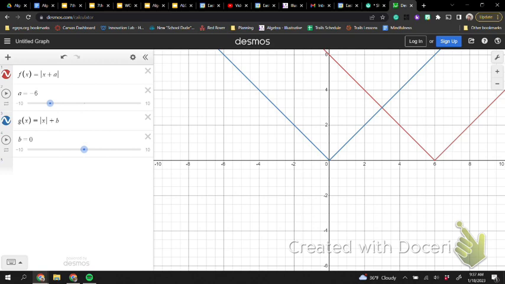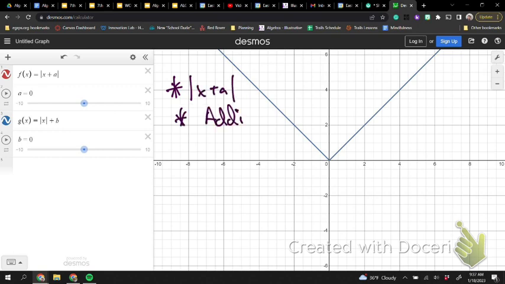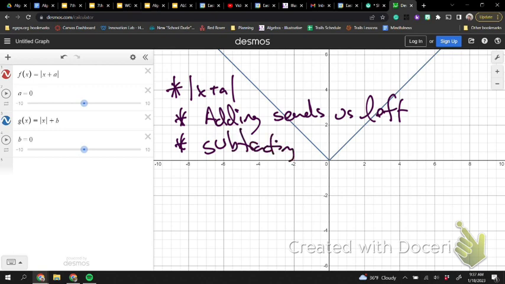So the general rule here, I'm going to write it down before we go to the next slider, because I'm going back and forth between iPad and laptop here. Let's put that back at 0. The general rule for an a being on the inside for function f of x is, you can see, for x plus a, adding sends us which way? Left. And subtracting sends us what? Right. Yeah. And that's to reestablish 0 at the vertex by doing the opposite. Okay?